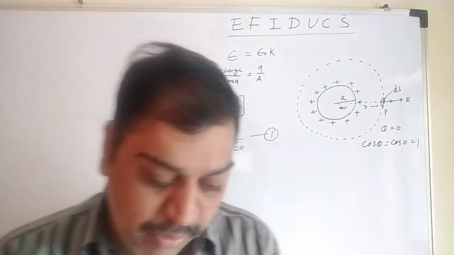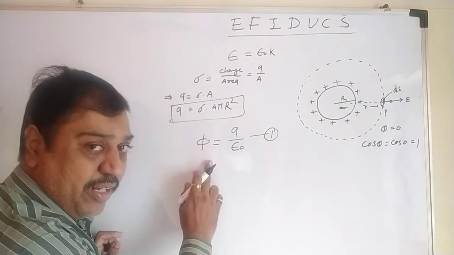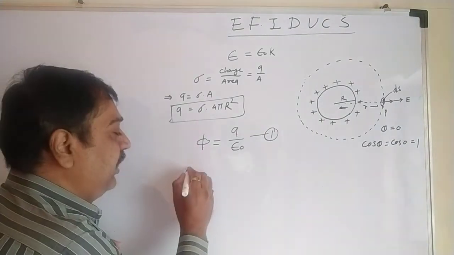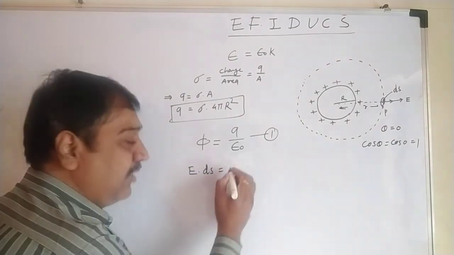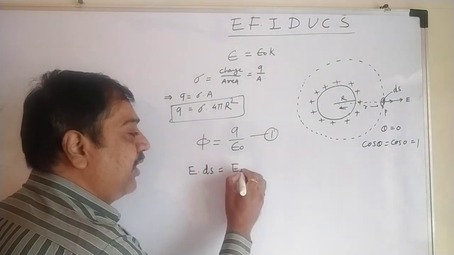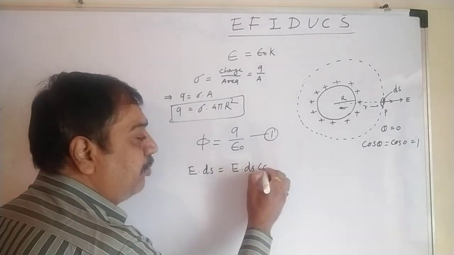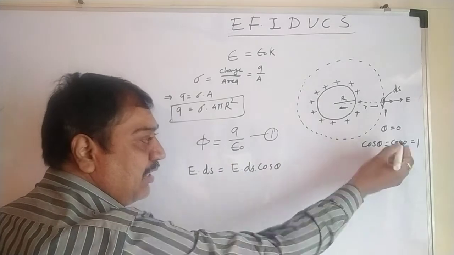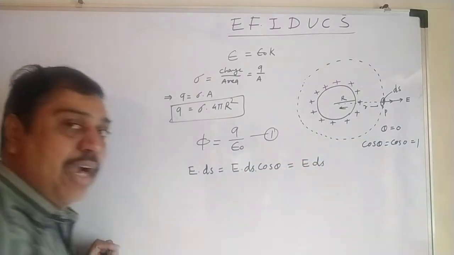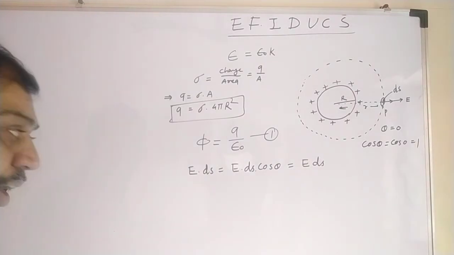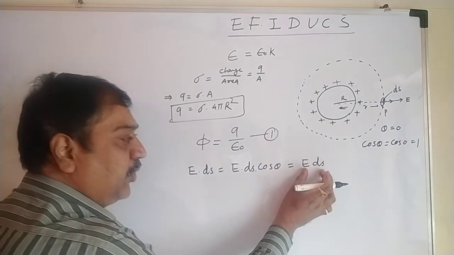Then according to Gauss law, the left hand side is E dot ds. Whenever a dot product is there, there must be a cos theta. But theta is 0, so it is E into ds. That would be the left hand side according to Gauss law, and this is for the small area ds.